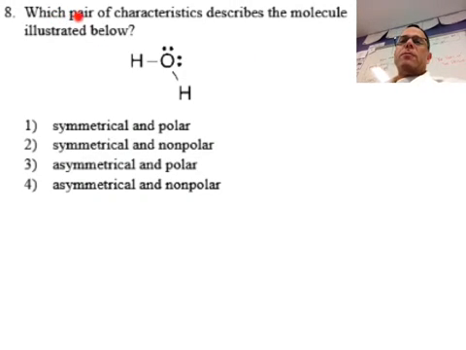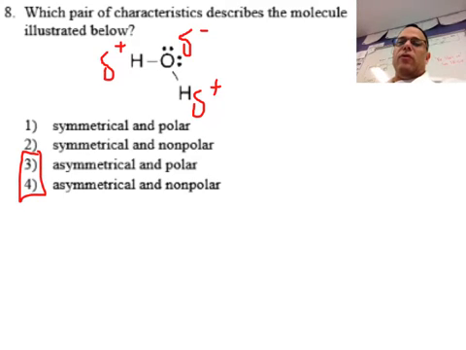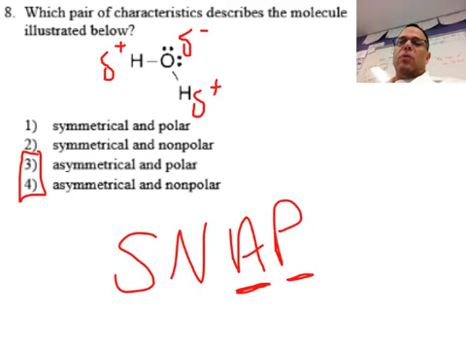Similarly, number 8. Which pair of characteristics describes the molecule illustrated below? Again, it's a molecule. They're sharing electrons. And if we closely inspect this one, there is no symmetry there. The distribution of charges will be uneven. In fact, oxygen, with its higher electronegativity, will have the electrons more frequently than the hydrogens, so it is slightly negative, while each hydrogen is slightly positive. So it is asymmetrical, which is 3 or 4. Being asymmetrical, SNAP, asymmetrical, polar. Choice number 3.